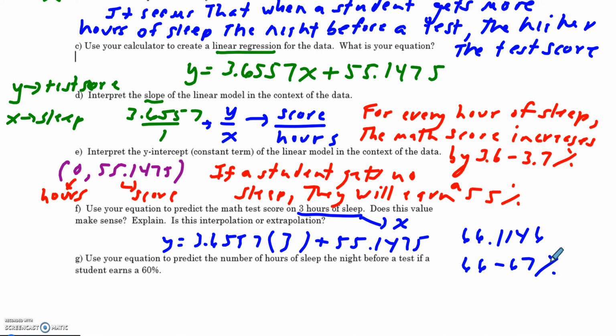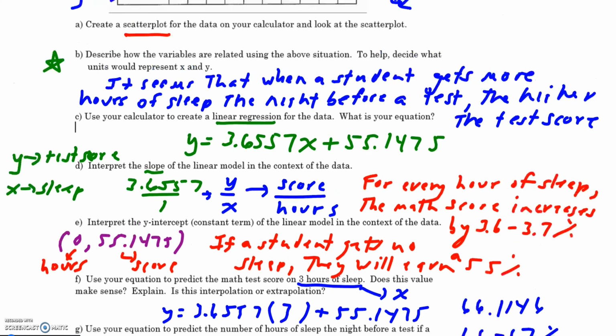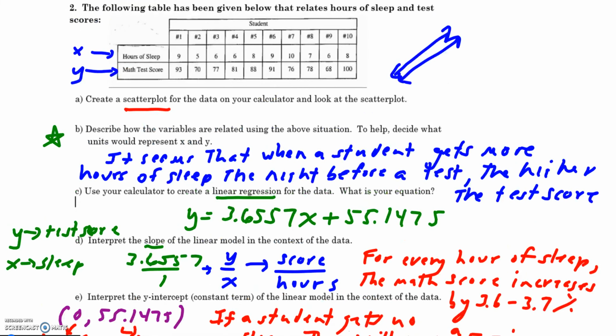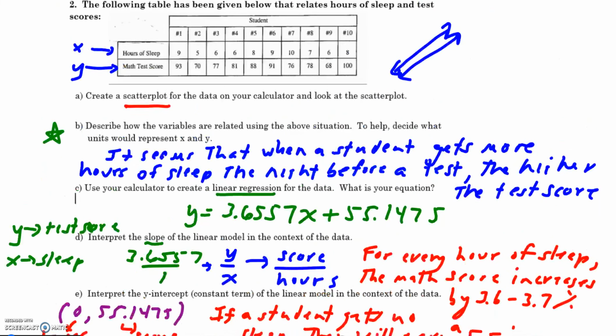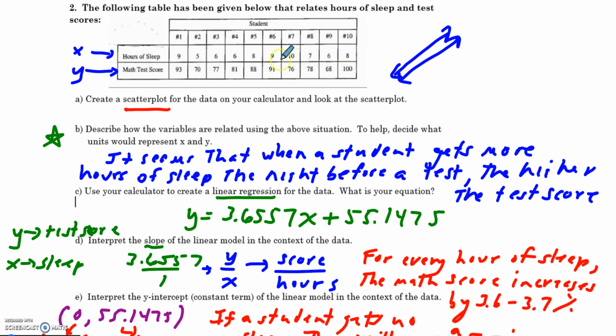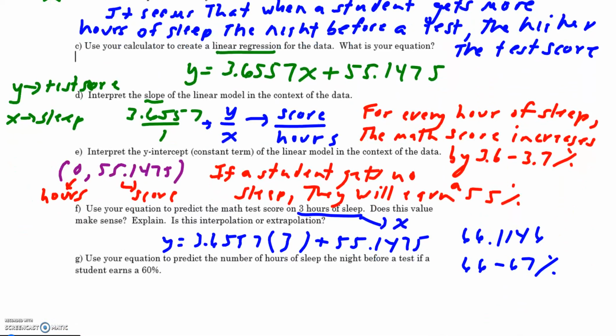Does this value make sense? I would say yes, because when I looked back at my data, if I'm looking at 3 hours, the lowest value I had here was 5, and we had a 70%. So it would make sense that something lower than 5, the 3, would be lower than a 70%. So I would say, yes, that works with my line of best fit.